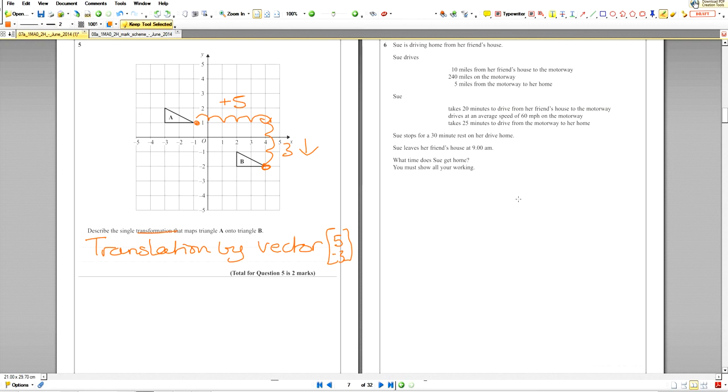Okay, so it says here Sue takes 20 minutes to drive from a friend's house to the motorway. Then she drives an average speed of 60 miles per hour on the motorway, and she takes 25 minutes to drive from the motorway to her home. Sue stops for a 30-minute rest on her drive home. Now, this question is a question to do with time. Okay.